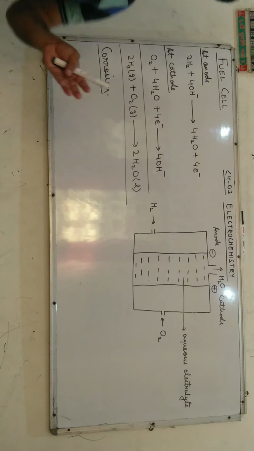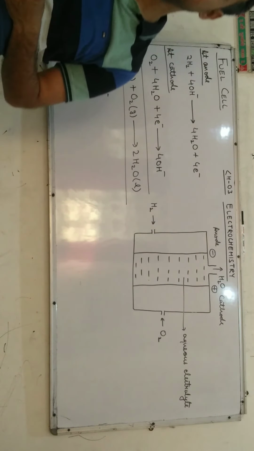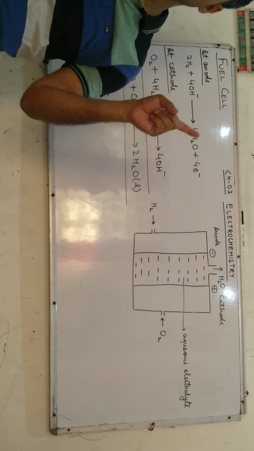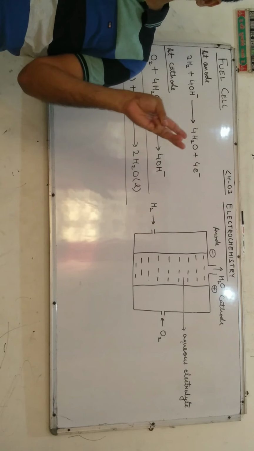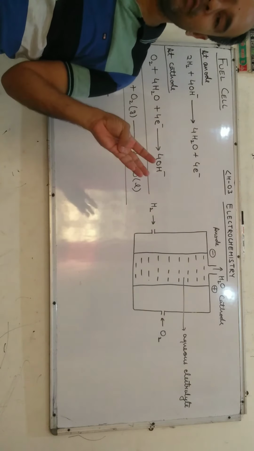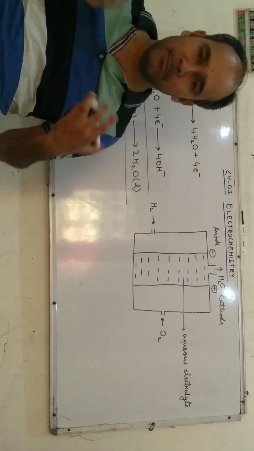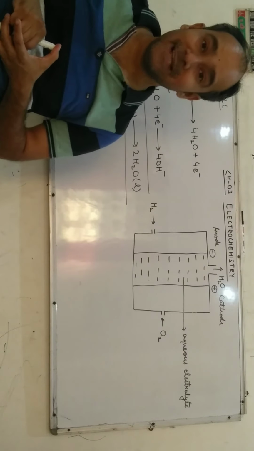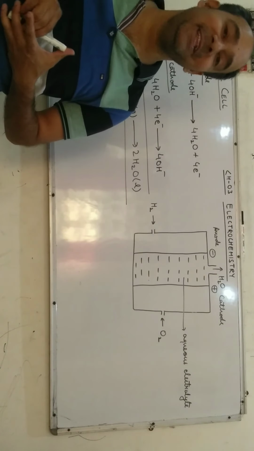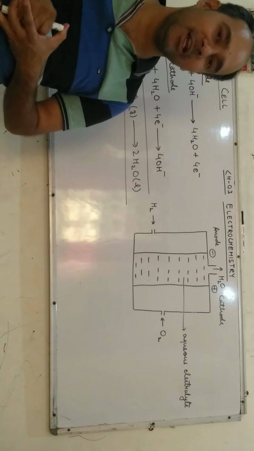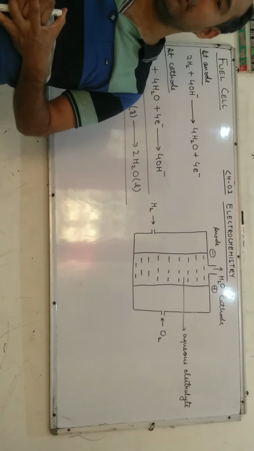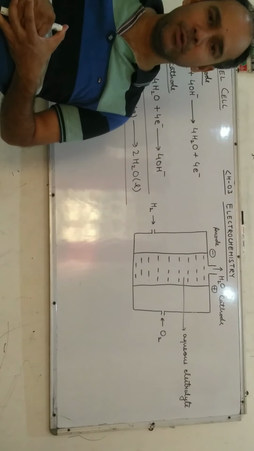There are certain factors which promote corrosion. These are reactivity of metal, strain in metal, presence of electrolyte, and presence of air and moisture. So these are some factors which promote corrosion. For example, rusting is rapid in saline water because in saline water the concentration of electrolyte is more, which promotes corrosion.